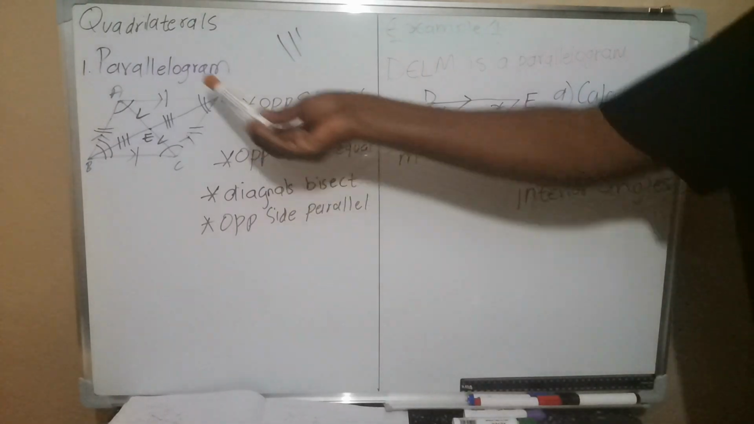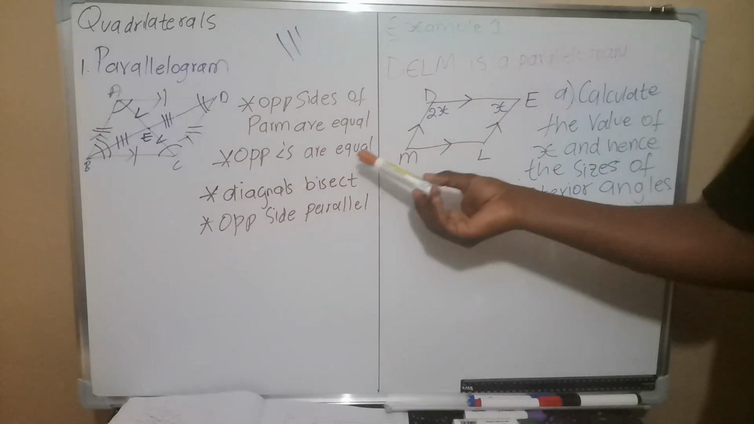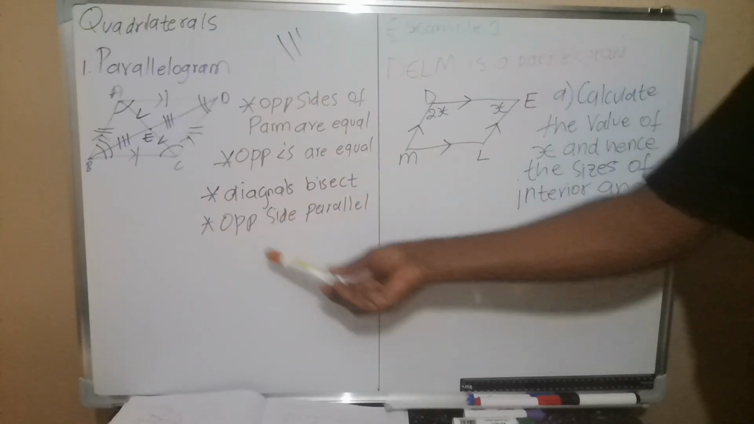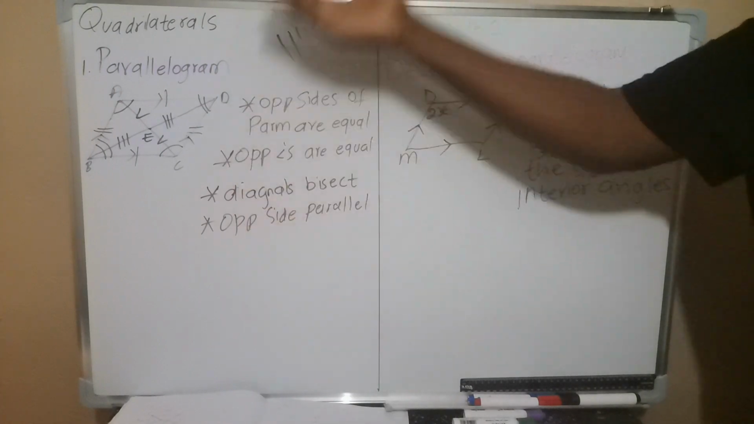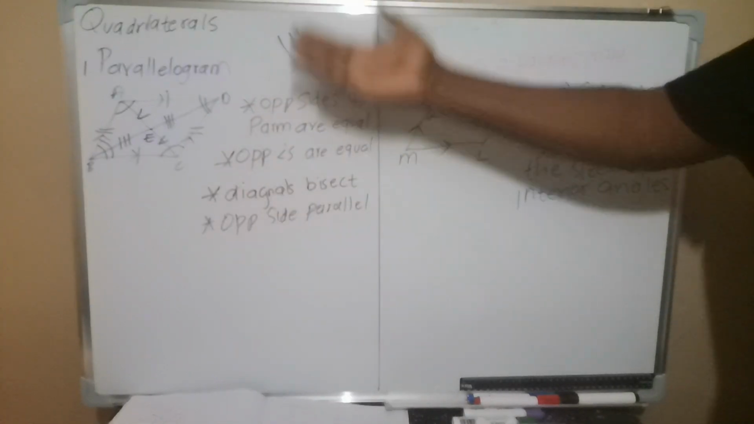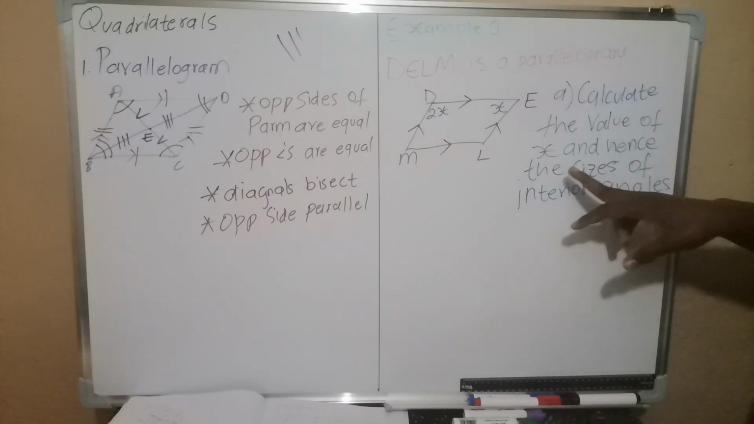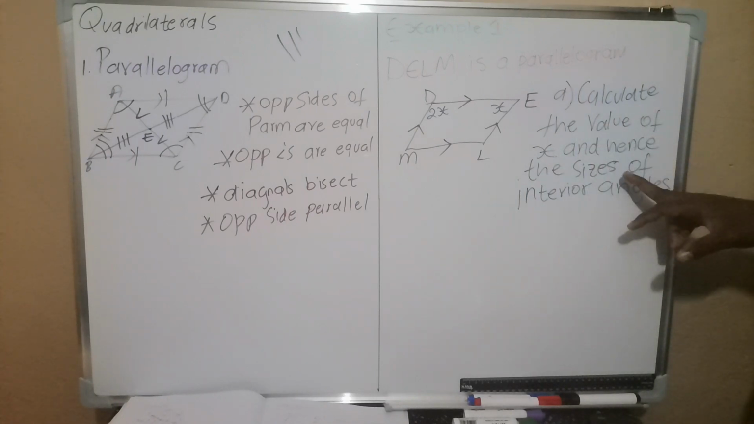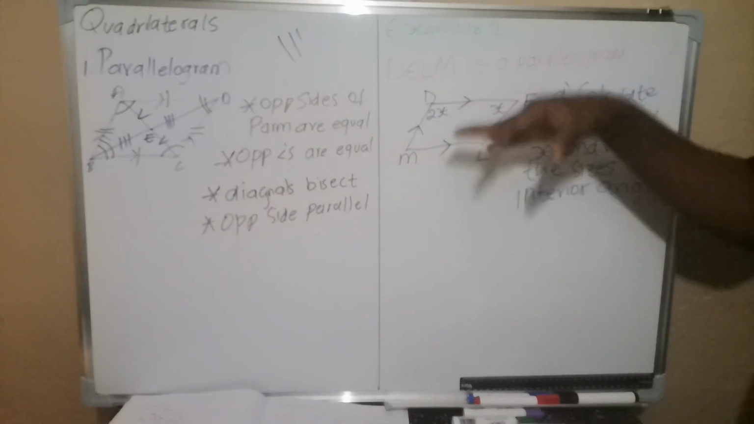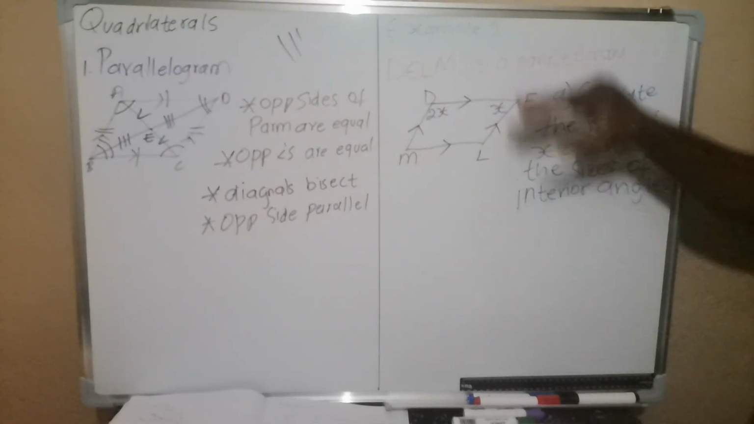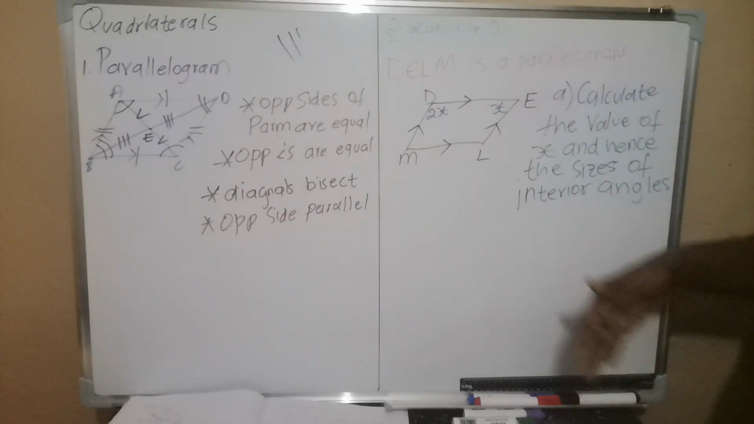You have just learned about the parallelogram. The opposite sides of a parallelogram are equal, opposite angles are equal, diagonals bisect, and opposite sides are parallel. Now you need to apply these principles of a parallelogram to simplify this problem. You must find the value of x, and after you found x, find all the angles inside the parallelogram.